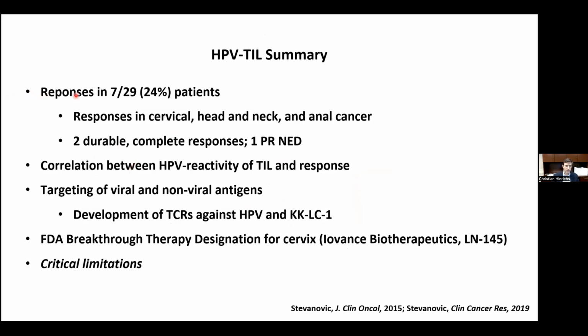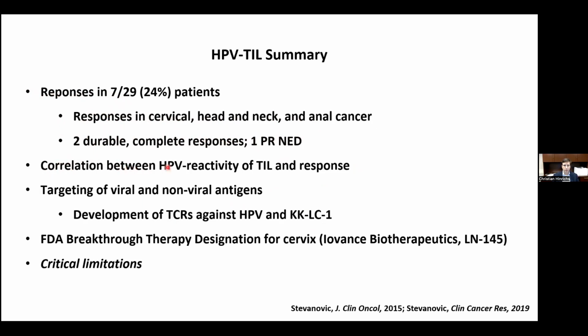Here we had responses in 7 of 29 patients. These included cervical, head and neck, and anal cancer. There were 2 durable complete responses. These are patients who really realized the promise of a cell therapy type approach, where we give a single administration of cells and all the cancer goes away. One patient had a partial response that was resected to NED and also is a long-term survivor.